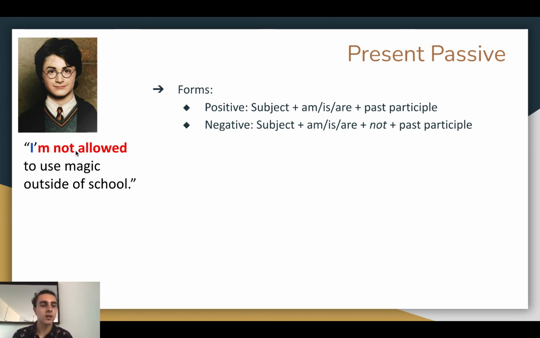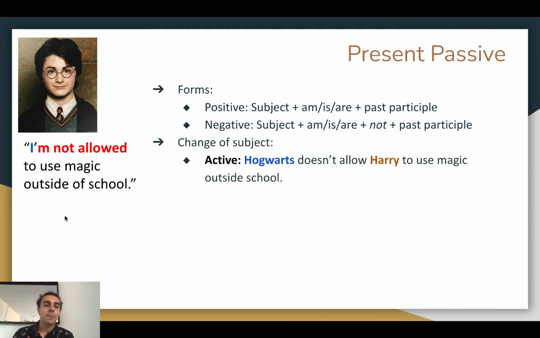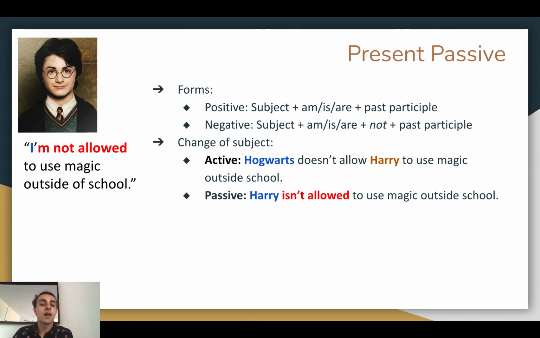So let's stick with our example from Harry Potter. There's a change of subject. So in the active form, it would be Hogwarts doesn't allow Harry to use magic outside school, right? And when we change that to the passive, we show the effects of that rule or that prohibition on Harry. So here we see Harry isn't allowed to use magic outside of school. Or if he's talking, then he says, I'm not allowed to use magic outside of school, right?